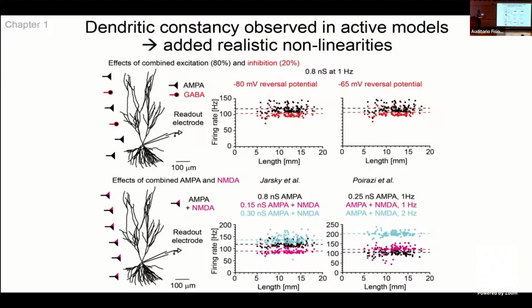Below here, we add NMDA to the AMPA synapses for different strengths, for different input frequencies. And again, we can see compared to the only AMPA case, which are the black dots, the NMDA added in different strengths and frequencies shifts the firing rate, but the average is constant for the whole data set of pyramidal cells.